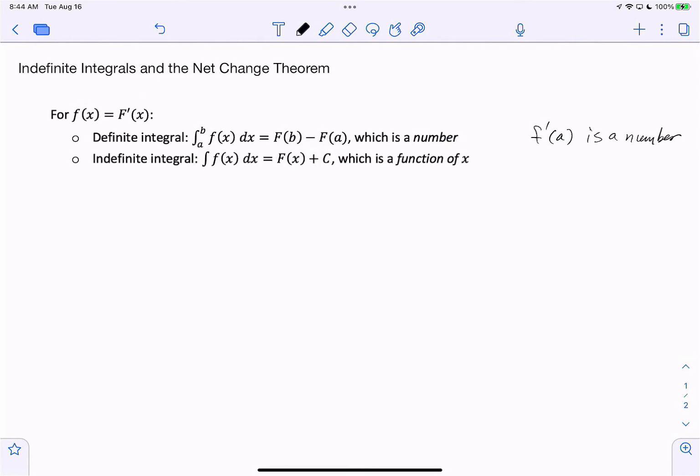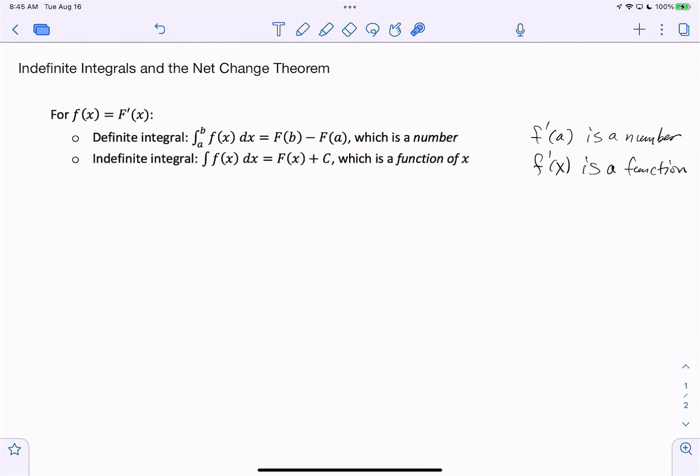The analog for differentiation is that f prime at a is a number. It gives the slope of a tangent line at a particular point. And f prime of x is a function. And we spent a lot of time analyzing f prime of x as a function, finding local max and local min and graphing and stuff like that. We are not going to be doing that with indefinite integrals.